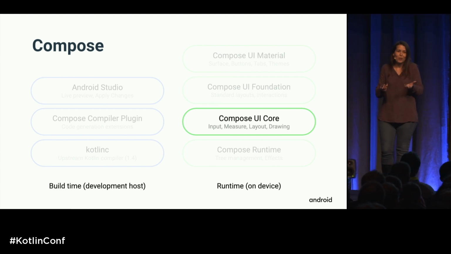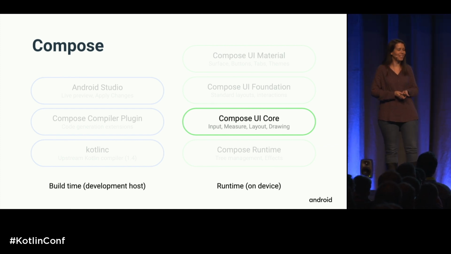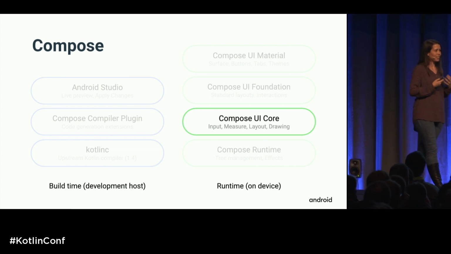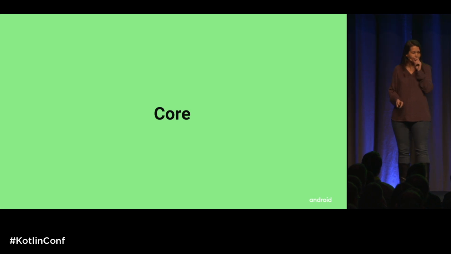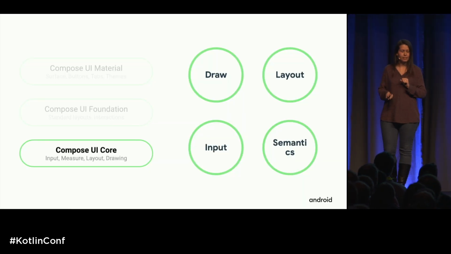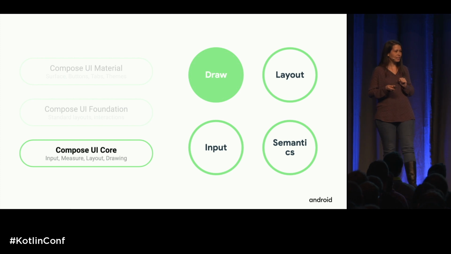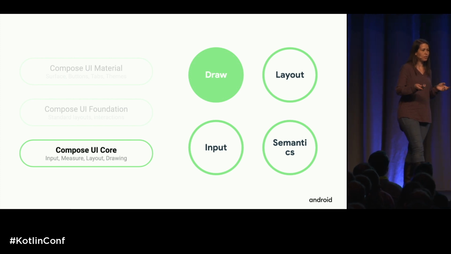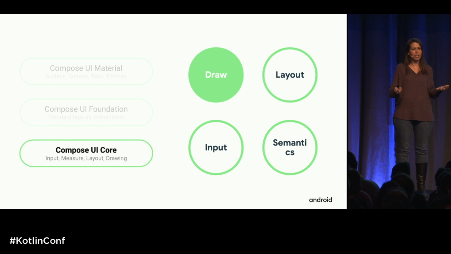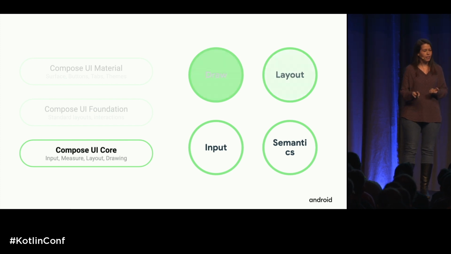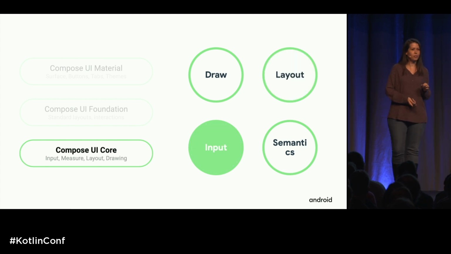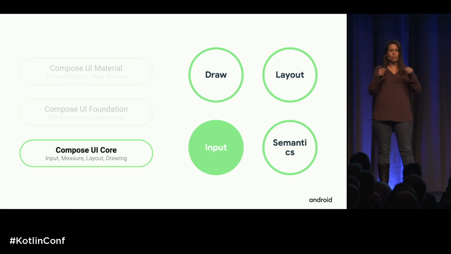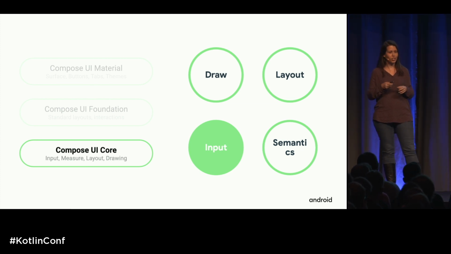This is the core of the system, as the name kind of implies. And it's what you need to do like very custom things. It's the real like engine of the toolkit in there. Core has four main pieces. Draw, which gives you access to a canvas. So it's a composable that literally just gives you a canvas parameter, and you can do all of your custom drawing. We have layout, which gives you all of the tools you need to measure and place things on the screen. We have input, which gives you all of the different motion events so that you can actually handle gestures.